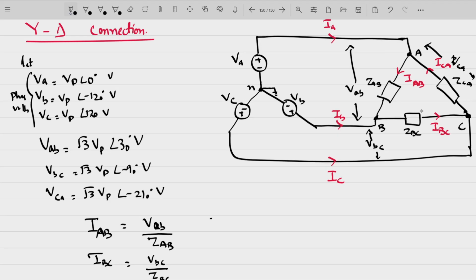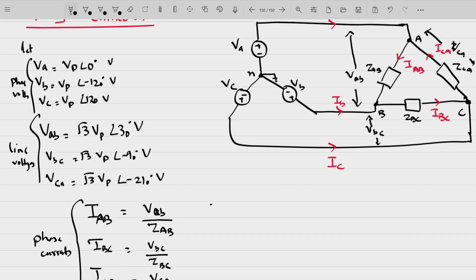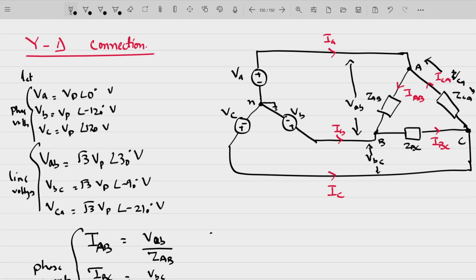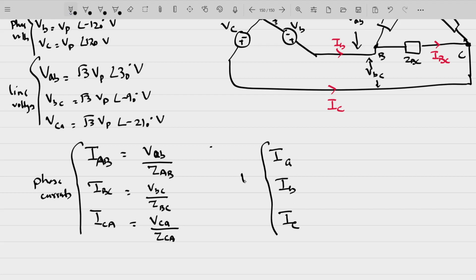So these will be the three phase currents. These are the currents that are flowing in the load circuitry. That's across individual loads. What will be the current? That is IAB, IBC and ICA. So these are the phase currents here. Now, since we know IAB, ICA, and IBC, we can find out the line currents, and the line currents are IA, IB, and IC.